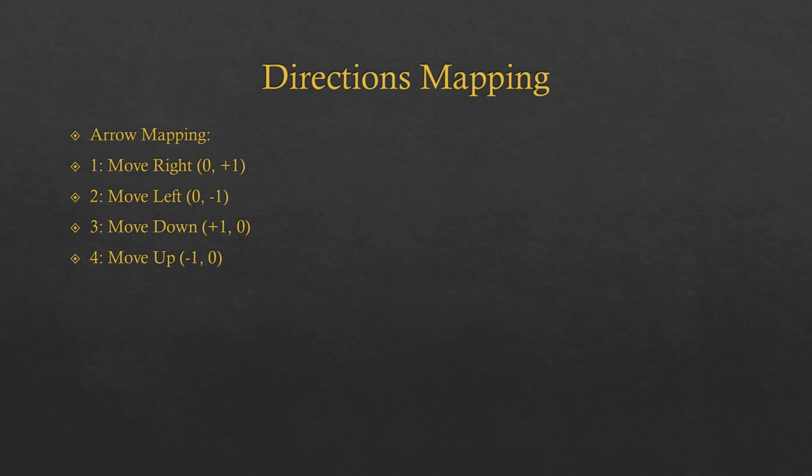The grid's arrows are mapped to specific directions. Arrow 1 indicates moving right, 2 moves left, 3 moves down, and 4 moves up. Each direction defines how we move from one cell to another, and we will use this information to decide which signs need modification.